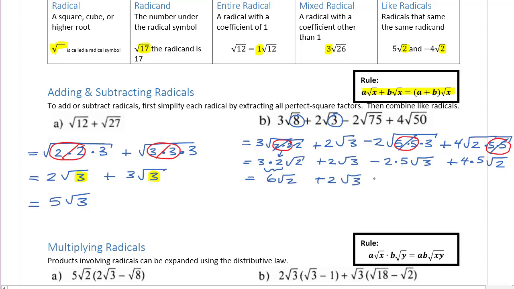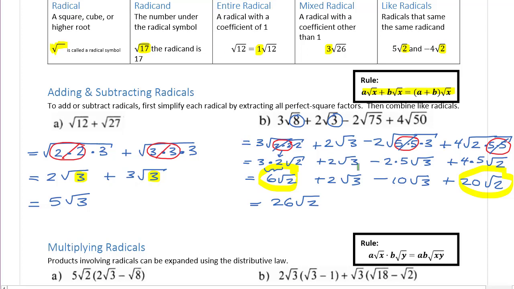All right, 2 times 5 is 10, and 4 times 5 is 20. So we do have some pairs of like radicals, the root 2 here and the root 2 here, so we can add those numbers in front, the coefficients. 6 root 2 plus 20 root 2 is 26 root 2.